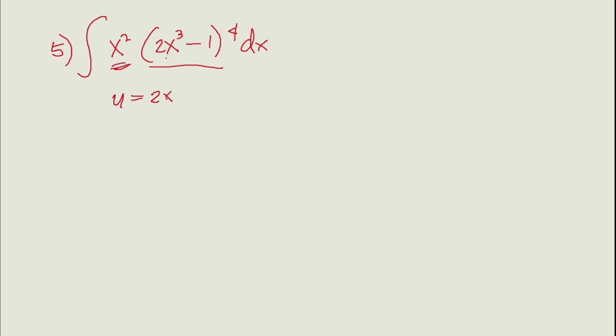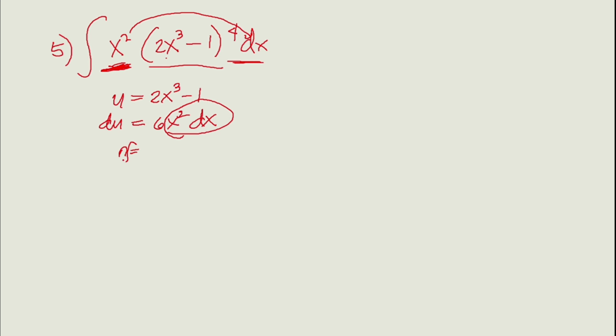So for u equal to 2x cubed minus 1, our du is equal to 6x squared dx. Now we have this part, 6x squared dx, so we could now get the substitution here. So 1/6 du is equal to x squared dx.